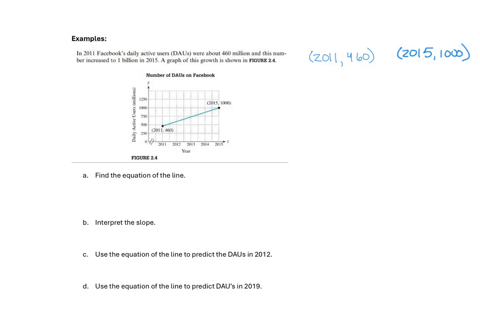All right, we want to find the equation of the line. Just a reminder, what we need here is a slope and a y-intercept. The first thing we're going to do is find our slope. We want to use our formula for slope to calculate this. We are going to subtract our y values. So we're going to do 1,000 minus 460 over 2015 minus 2011.